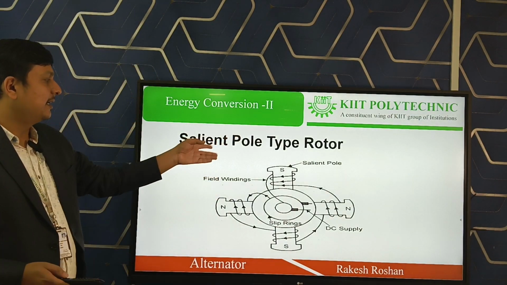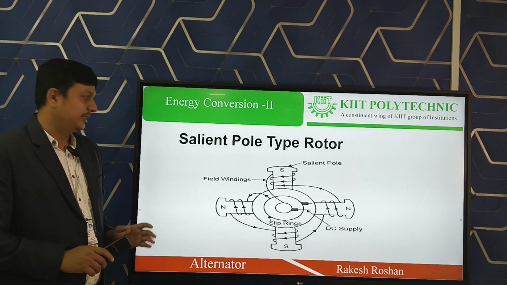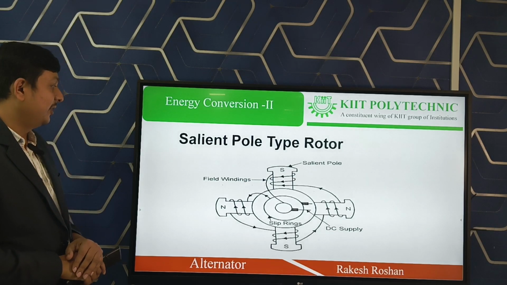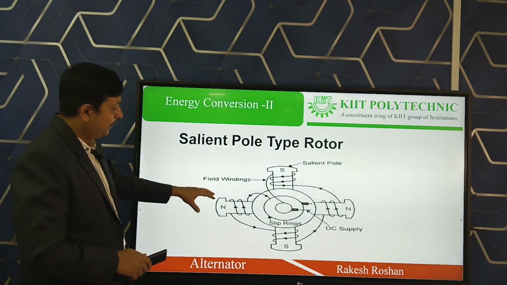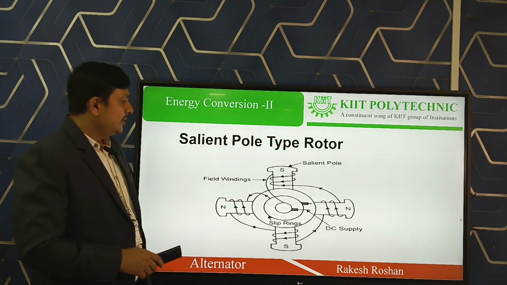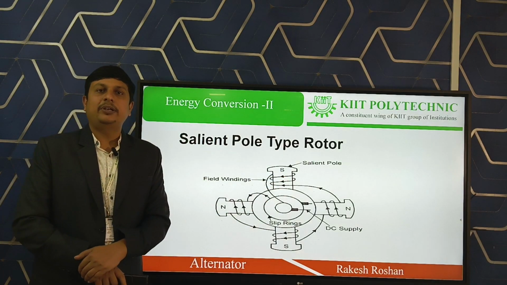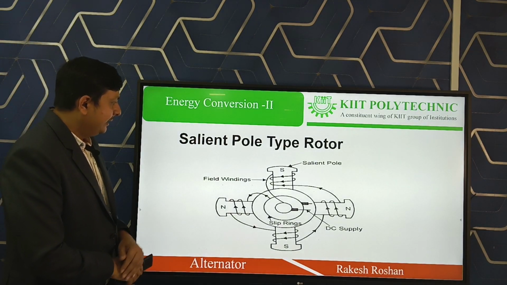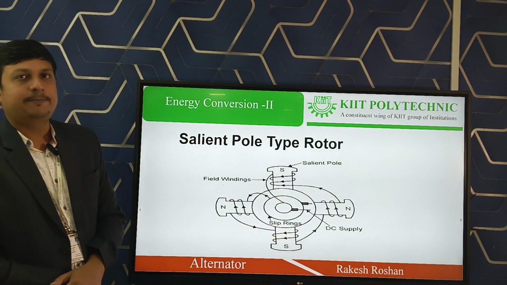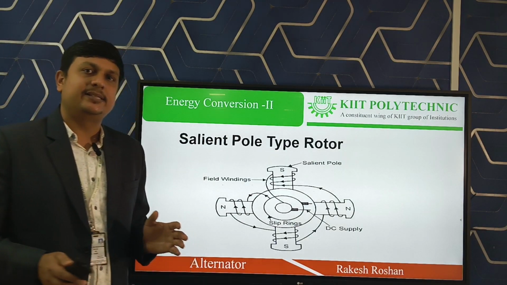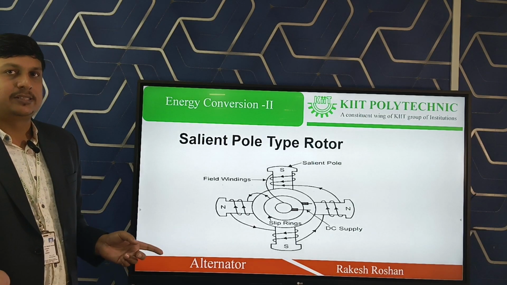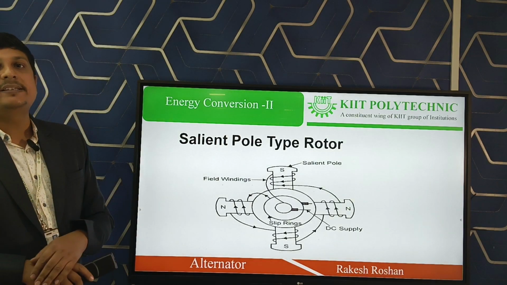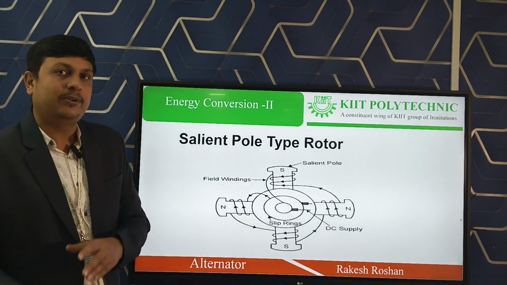This is the construction of our salient pole type rotor. Salient pole type is also known as projected pole type. You can observe from this diagram that the poles are projected. This type of rotor is suitable for lower speed applications like hydroelectric power plants. Its important features are that its axial length is small and diameter is large, so the larger diameter permits accommodation of a larger number of poles.